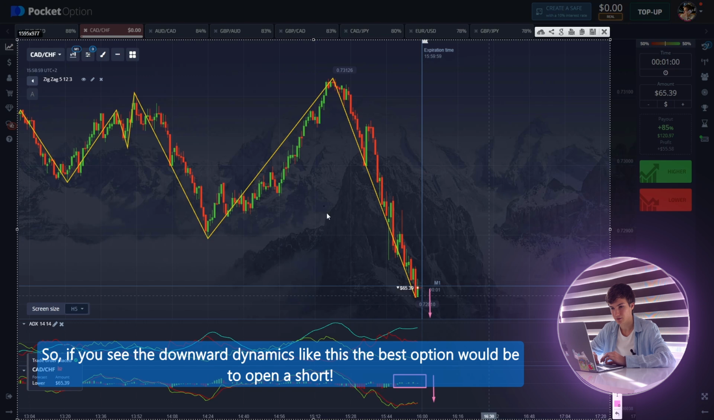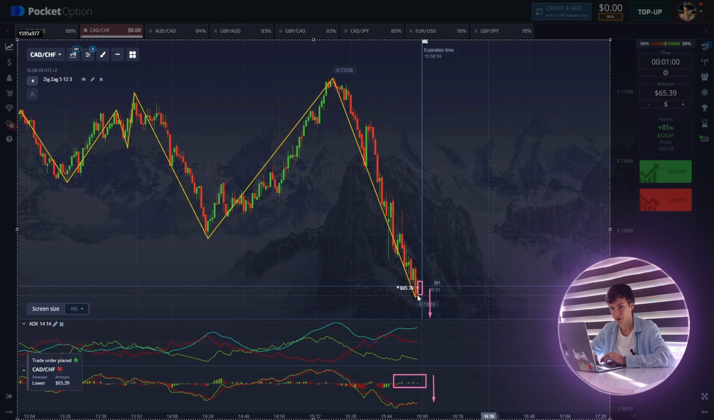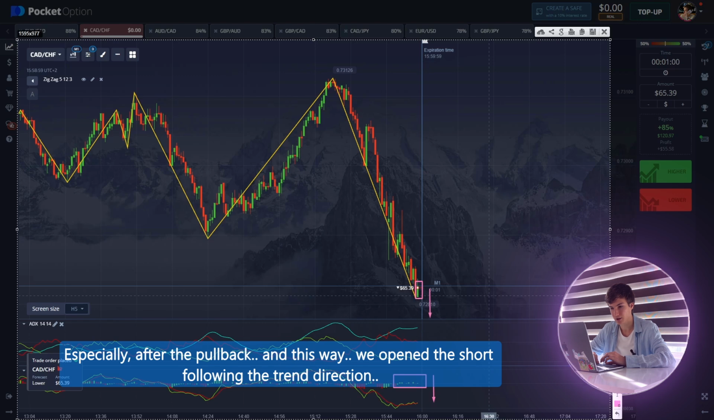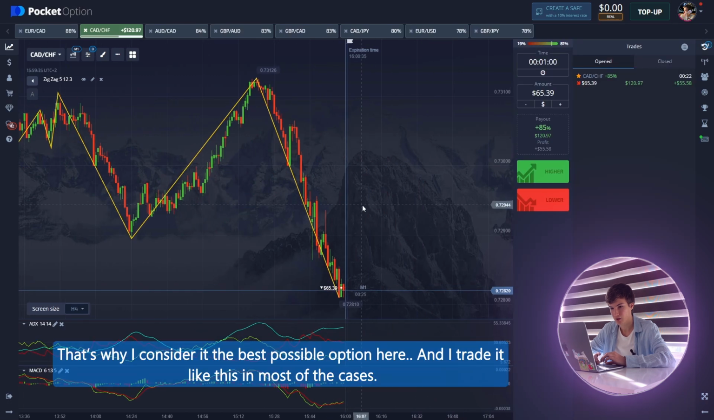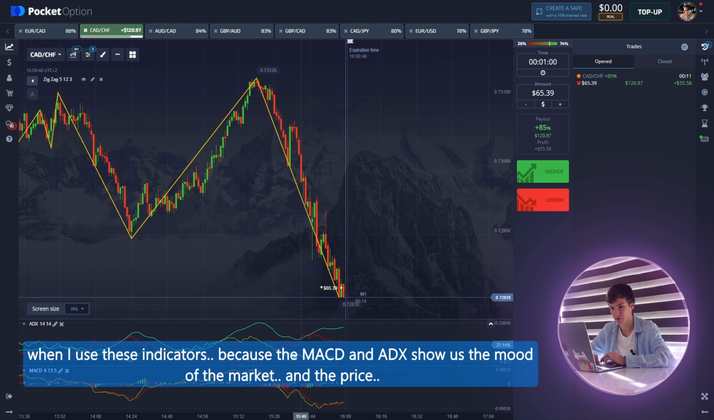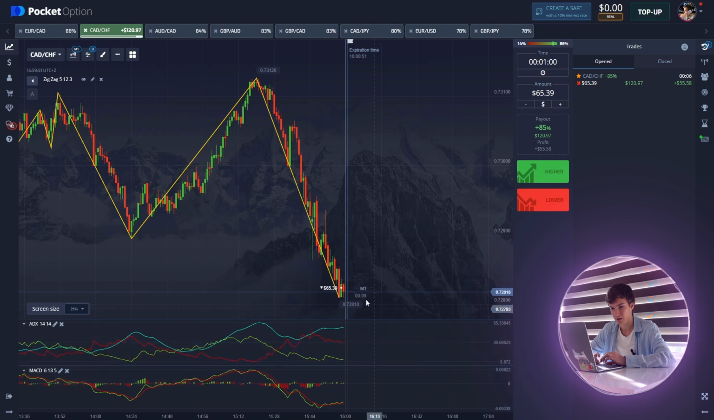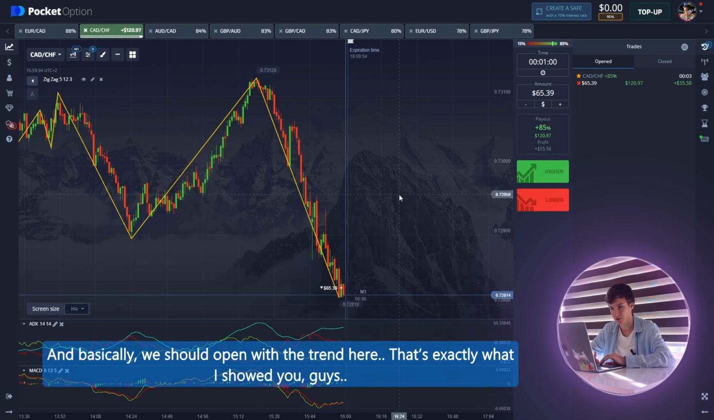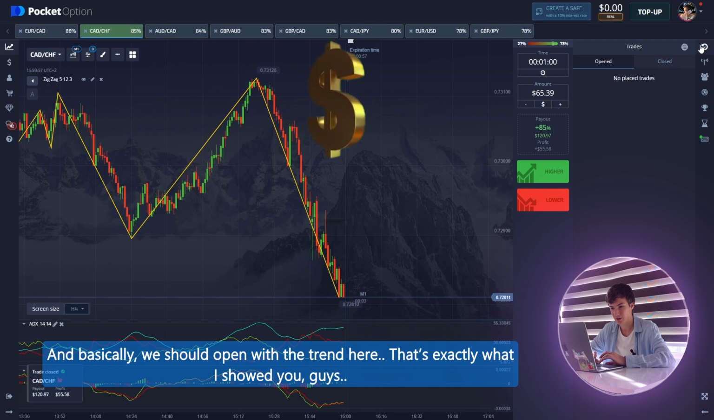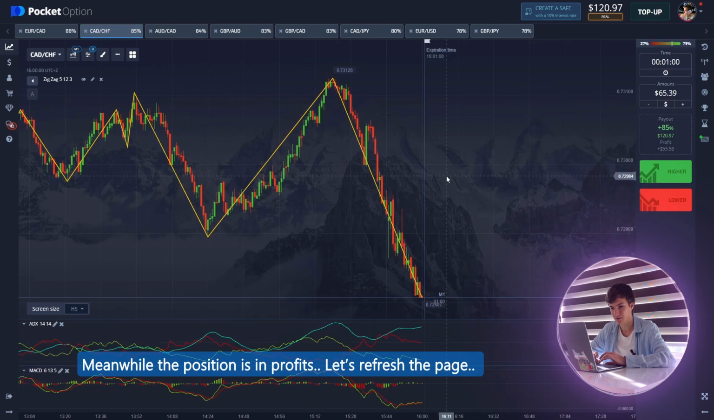So if you see the downward dynamics like this, the best option would be to open a short, especially after this pullback, and this way we open the short following the trend direction. That's why I consider it the best possible option here, and I trade it like this in most of the cases when I use this indicator, because the MACD and ADX show us the mood of the market and the price, and basically we should open with the trend here. That's exactly what I showed you guys. Meanwhile the position is in profits. Let's refresh the page.